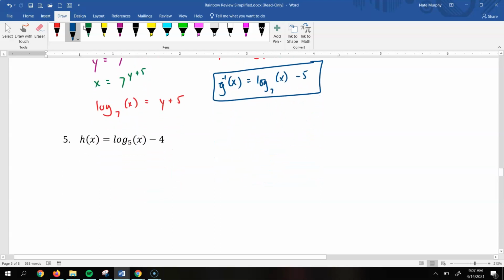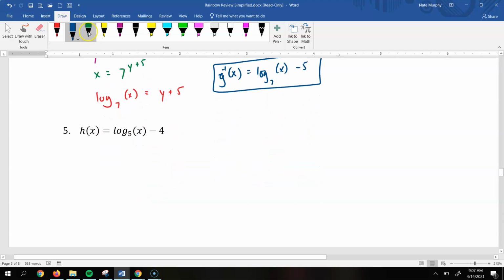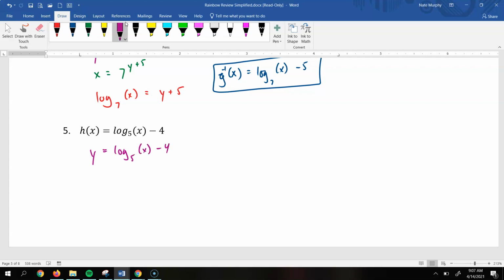All right, let's look at the next one. Currently it's in function notation. Again, we would go through that same process. So we would say y equals log base 5 of x minus 4. The next step, change the x to a y and the y to an x.